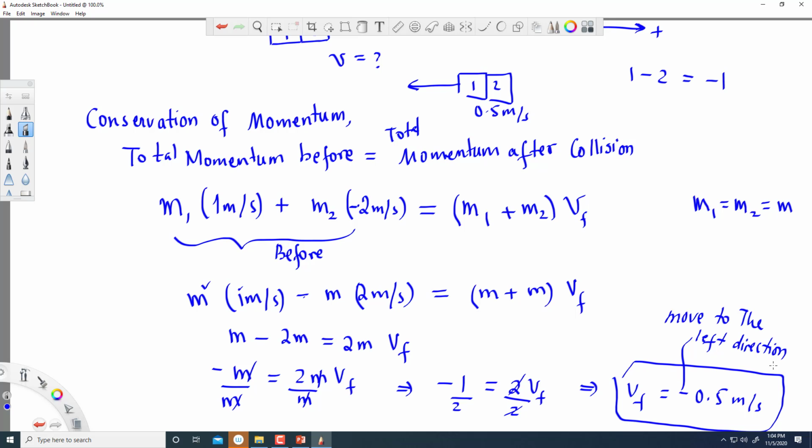Okay, so then let's also look at number 4. Number 4 is also impulse momentum theorem, applying impulse momentum theorem. Any question on this one before we move on to the next question?